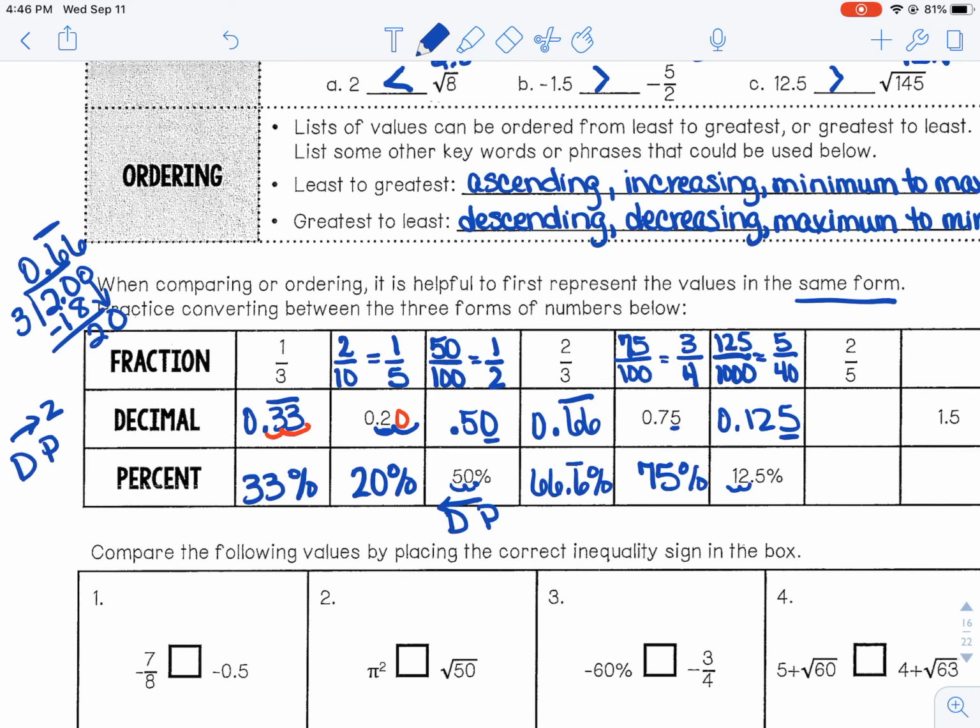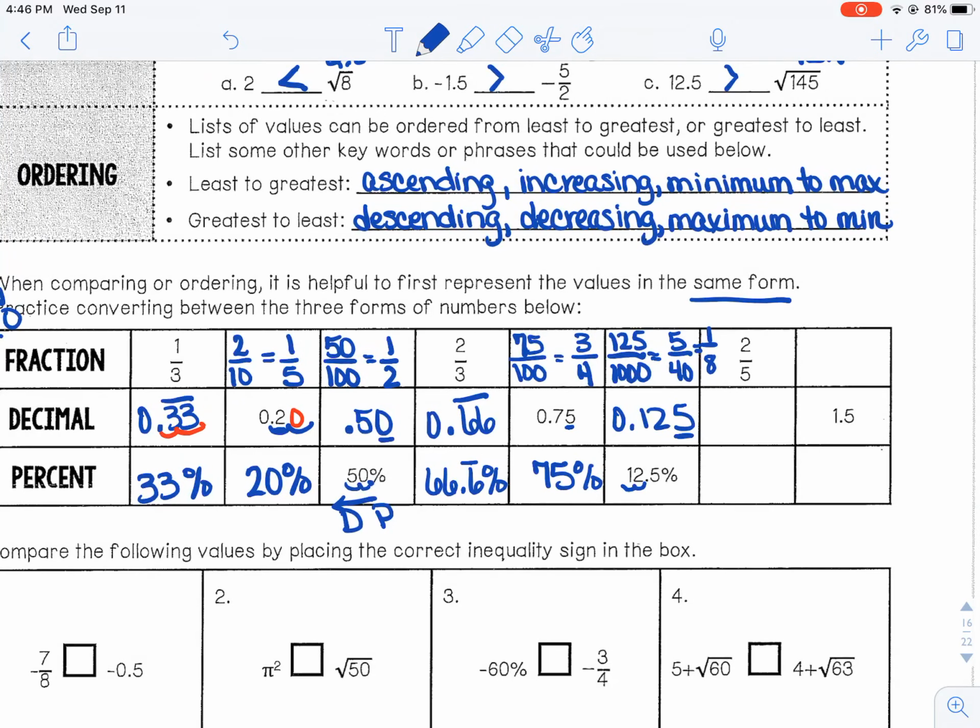But you may recognize that you can still simplify that, because 5 will go into both 5 and 40. 5 will go into 5 1 time, and it will go into 40 8 times. So that is 1 over 8. Okay.